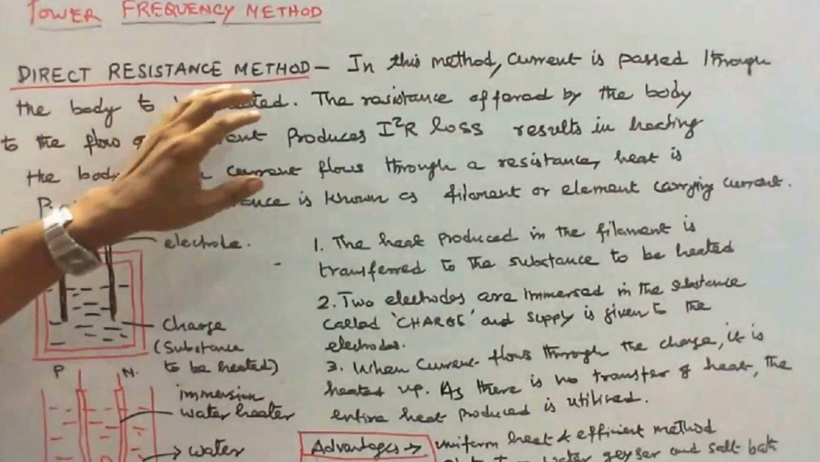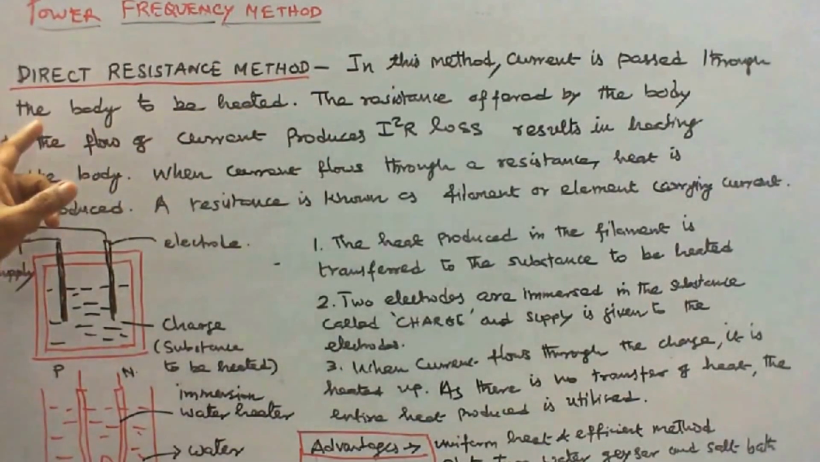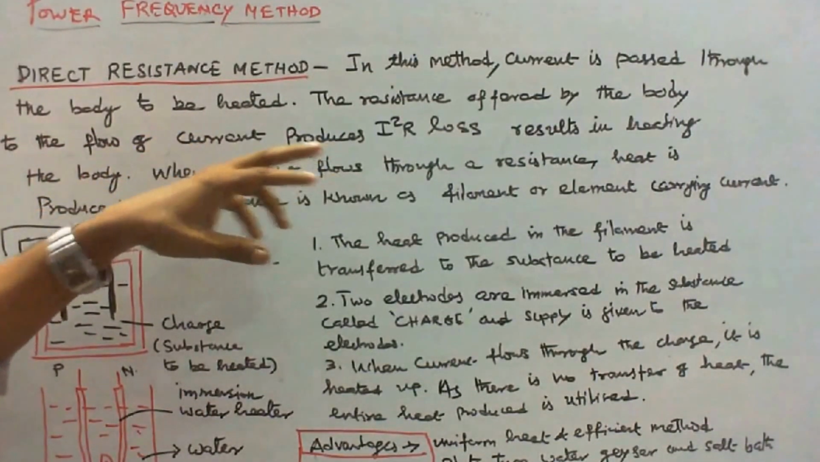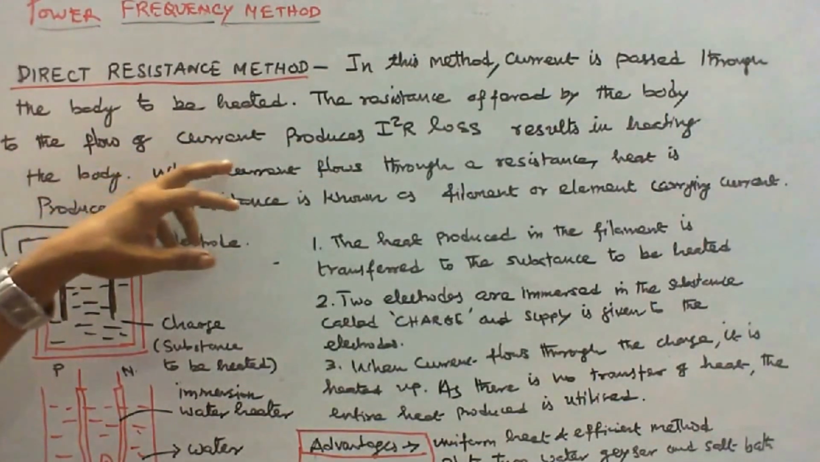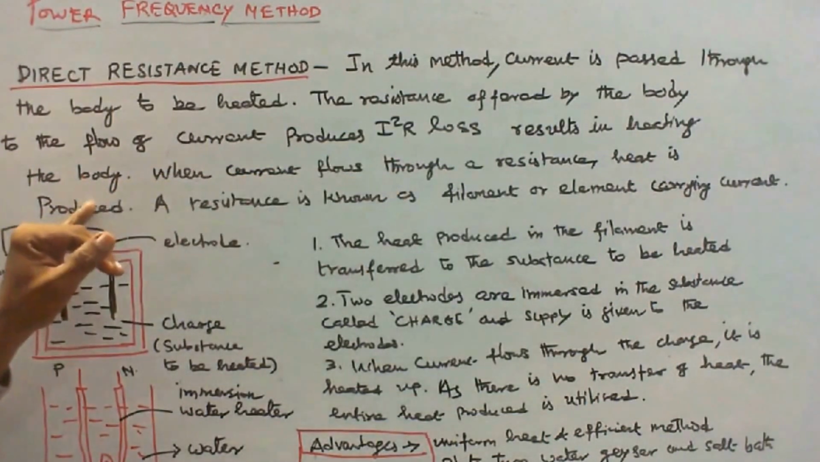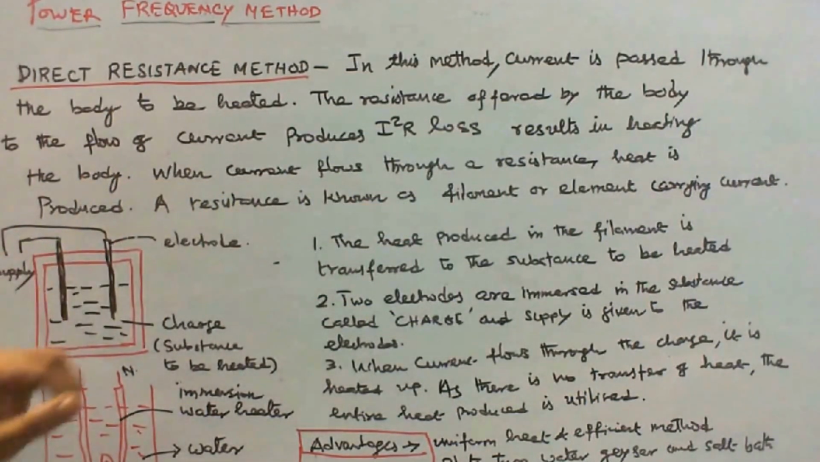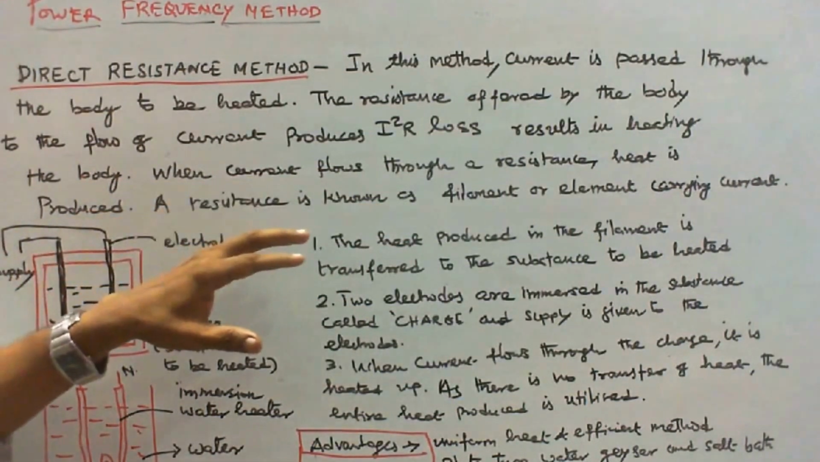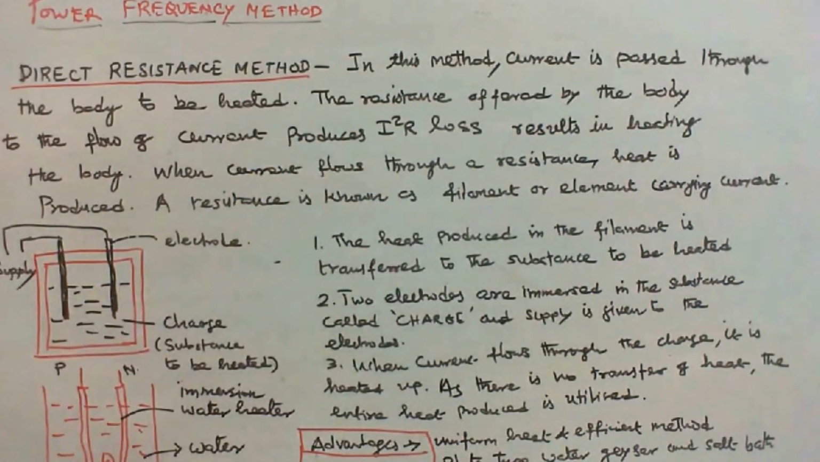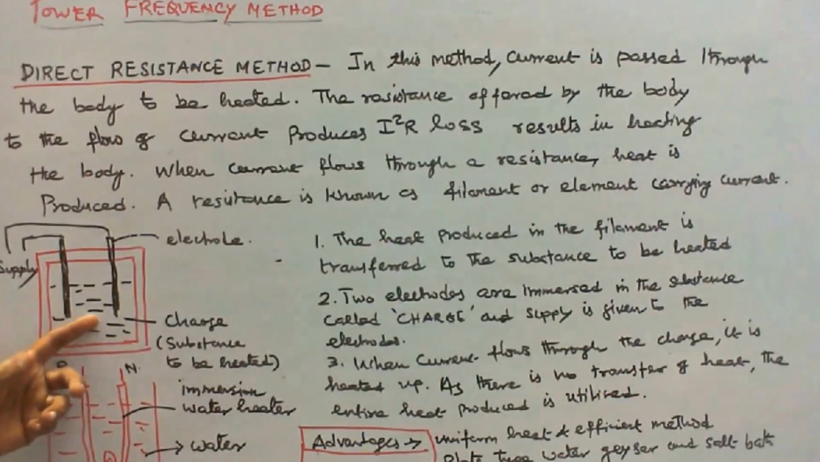Direct resistance method. In this method, current is passed through the body to be heated. The resistance offered by the body to the flow of current produces I squared R loss, which results in heating the body. When current flows through a resistance, heat is produced. A resistance carrying current is known as a filament or element. The heat produced in the filament is transferred to the substance to be heated.